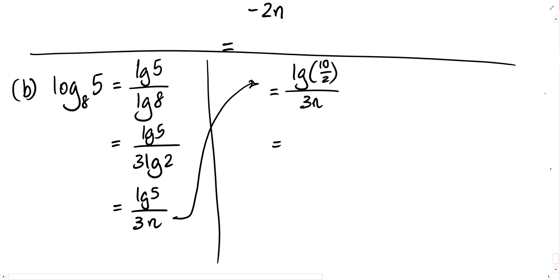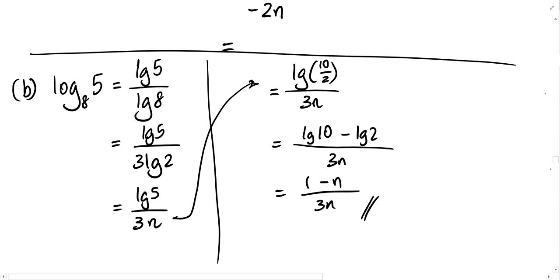Does this actually help us? Look at the board. Quotient law, where's my quotient law? The one in purple. So when I apply the quotient law, what do I get? Stop saying "LG", it's log 10 minus log 2, divided by 3n. What is log 10? 1. So we get 1 minus n over 3n. Rishi, was this how you did it? Okay.